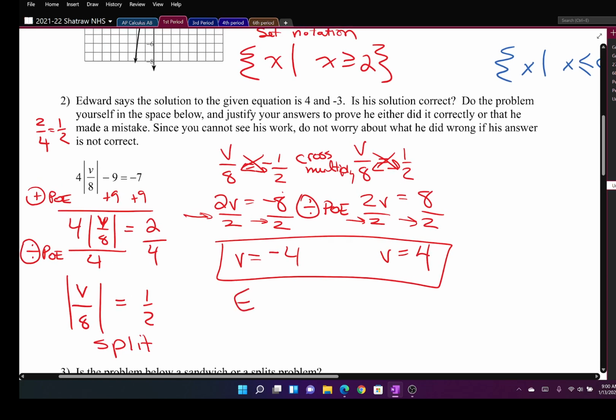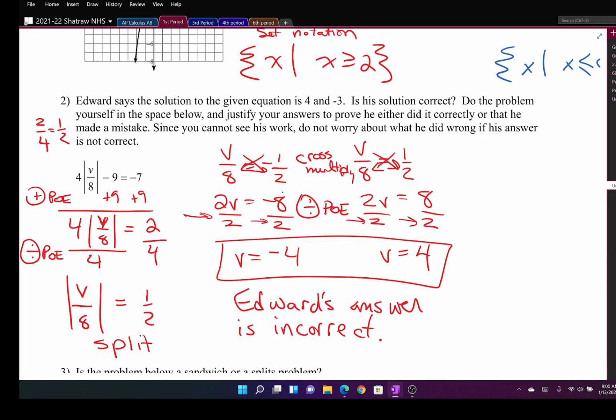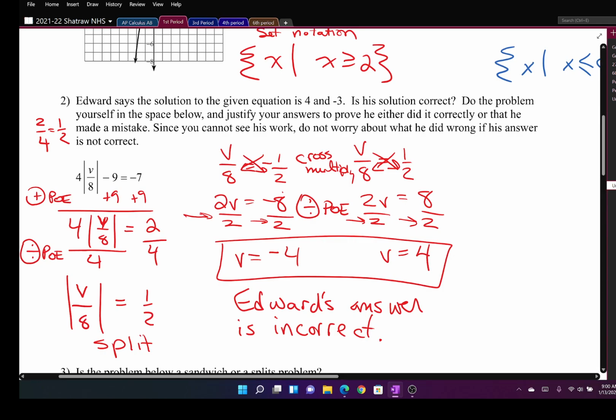Edward's answer is incorrect. Okay, he should have gotten a -4. I don't know how he got a -3. I didn't cross multiply. I just multiplied by 8.